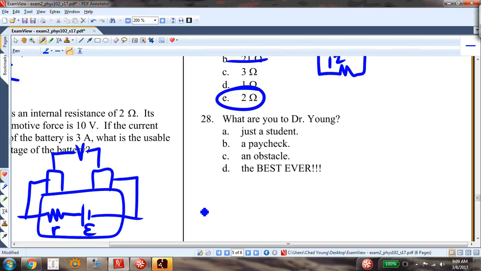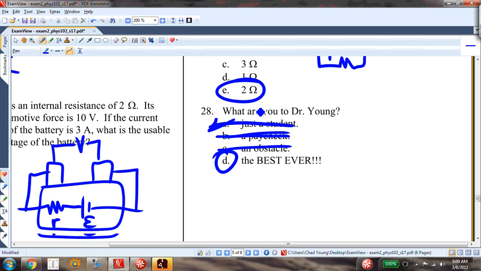And what are you to Dr. Young? You are a student, but not just a student. I do get paid, but you're not just a paycheck for sure. You're definitely not an obstacle, though sometimes it might feel that way, but you're definitely not an obstacle. And indeed, as I've told y'all, y'all are excellent students, best students at Nichols, so I'm glad for that.